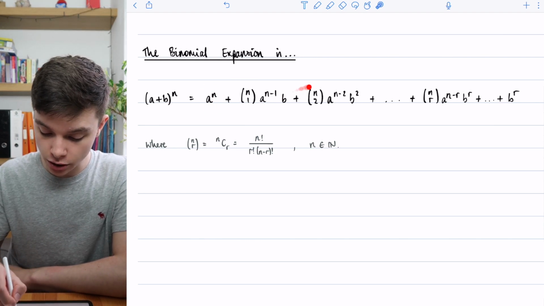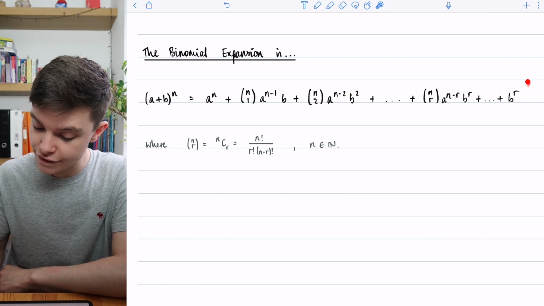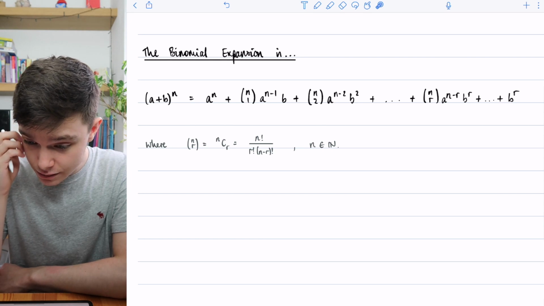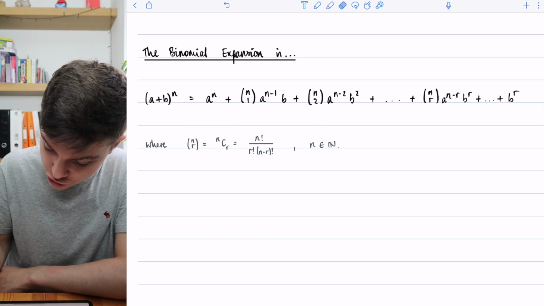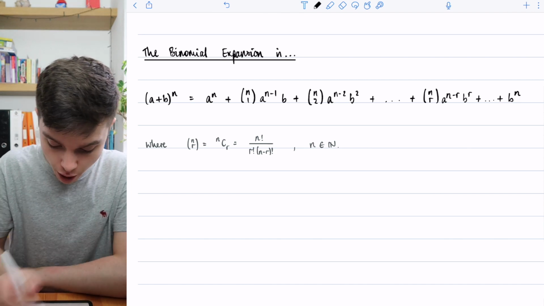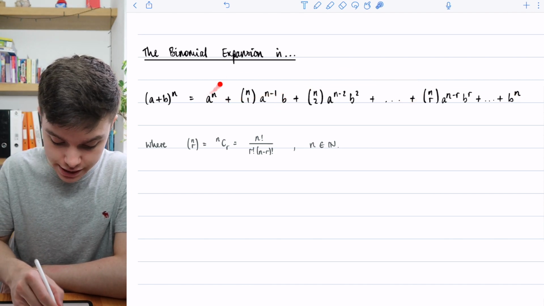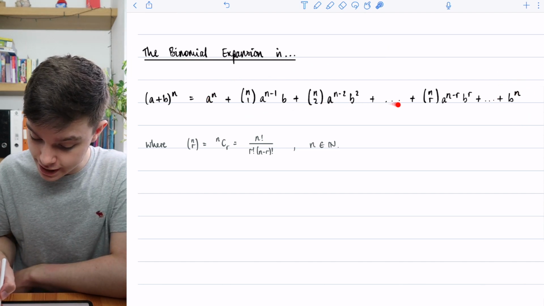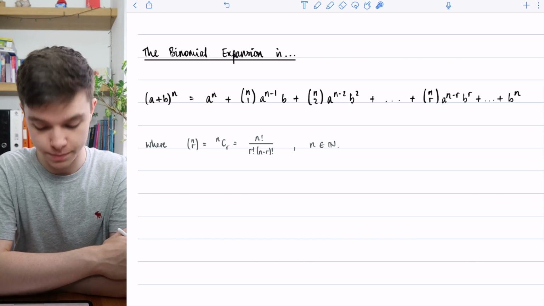And if you actually go along all of these terms, you can see the final term is, and that should be b to the r? No, it shouldn't. Apologies. That should be b to the n. I thought that didn't look right. Okay, if we go all the way along to the final term, we started off with a to the n and we finish with b to the n. And then there's these terms in between, so let's explain those terms now.